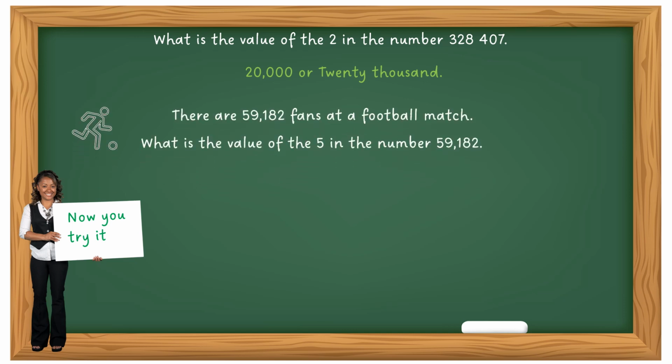Now there are 59,182 fans at a football match. What is the value of the 5 in the number 59,182? And if you got 50,000, then well done.